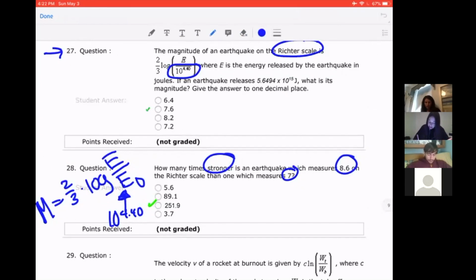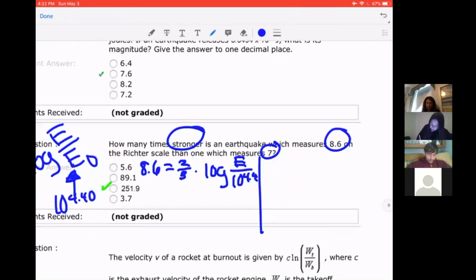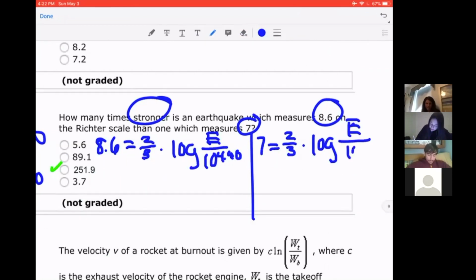So we're gonna set this up similar to how we did the decibel level one. So magnitude is my 8.6 or my 7, all right? So I'm gonna plug those in and then I'm gonna work backwards. So I'm gonna put 8.6 equals 2/3 times log of E over 10 to the 440. All right, and over here I'm gonna set this up as 7 equals 2/3 times log of E over 10 to the 440. All right, now we're gonna work backwards pretty much the same way we did for the decibel level.